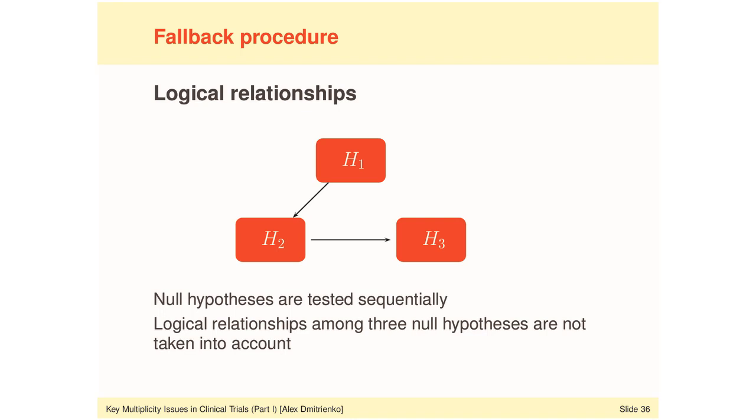A very important feature of this fallback procedure is that the null hypotheses are tested sequentially, the first, then the second, and the third, and the underlying algorithm is not flexible enough to support more complex logical relationships. So the logical relationships among the 3 null hypotheses in this clinical trial that we defined on slide 35 cannot be taken into account. For example, we cannot build 2 branches or arrows that would go from the high dose to the medium dose and the low dose.